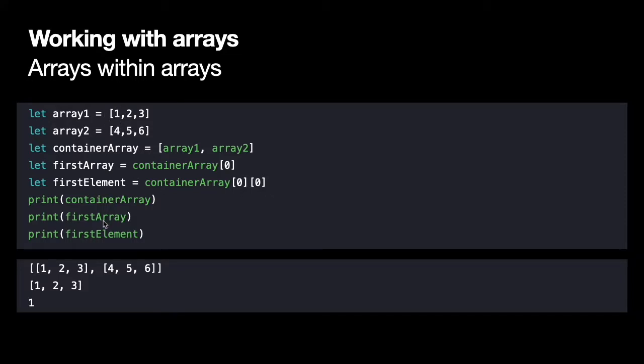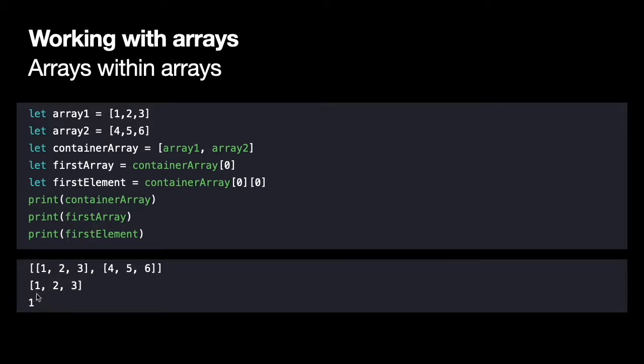And then we can print all of these out. So we print out container array, and you can see we have an array of 2 elements, and each of the elements is an array of 3 elements. We print out first array, and it's an array of 3 elements, and we print out first element, and it's just an integer.